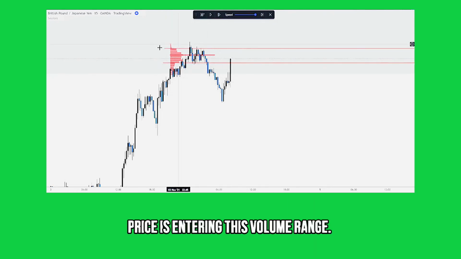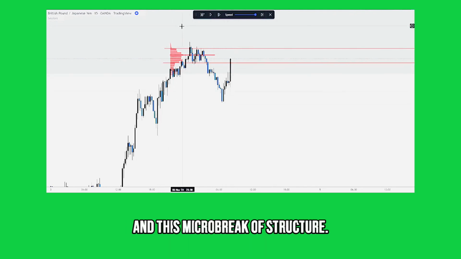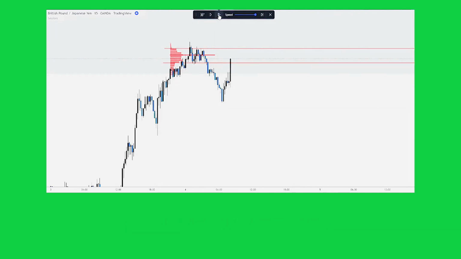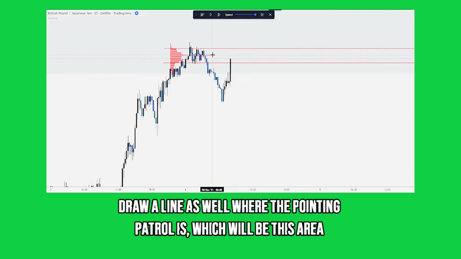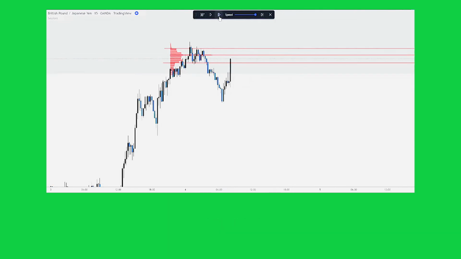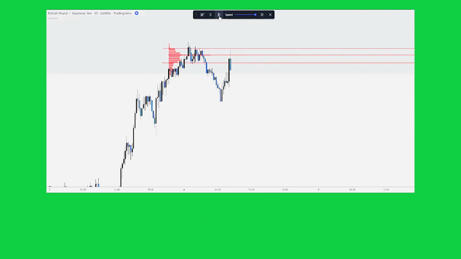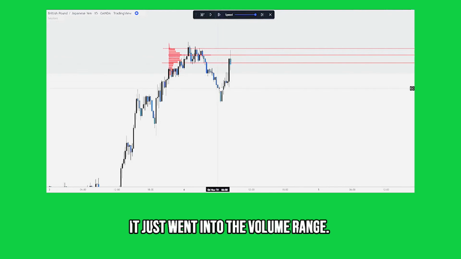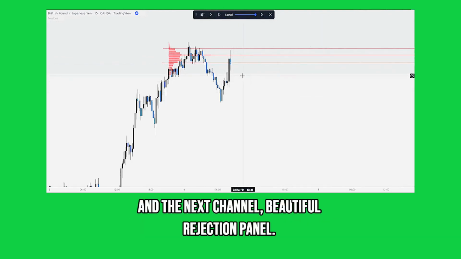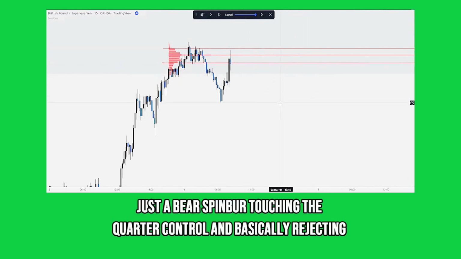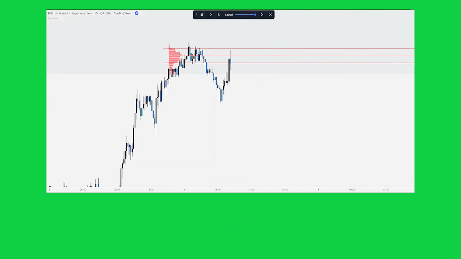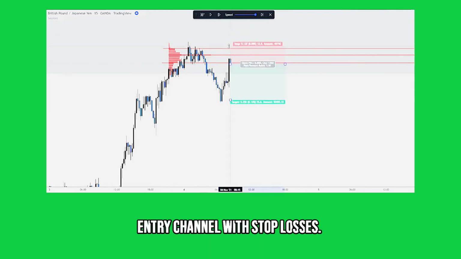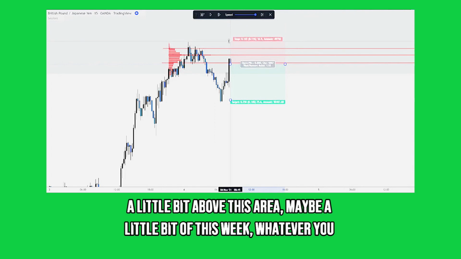You can see that the volume is right here. What is happening? Price is entering this volume range and this micro breakout structure. Will it touch the point of control? Let me just draw a line as well where the point of control is, which would be this area right here. Will it touch the point of control? Let's see. There we go. It just went into the volume range. And the next candle, beautiful rejection candle, just a bearish pin bar, touching the point of control and basically rejecting this whole volume area. This would be a beautiful entry candle with stop loss just a little bit above this area, maybe a little bit above this wick, whatever you want.